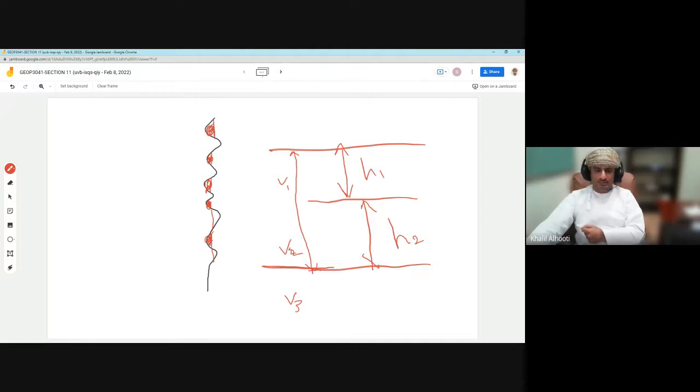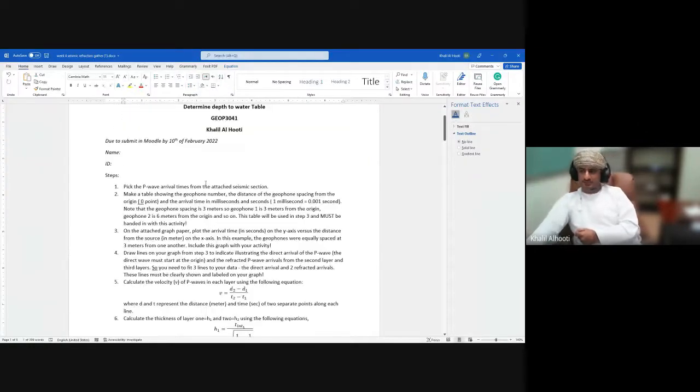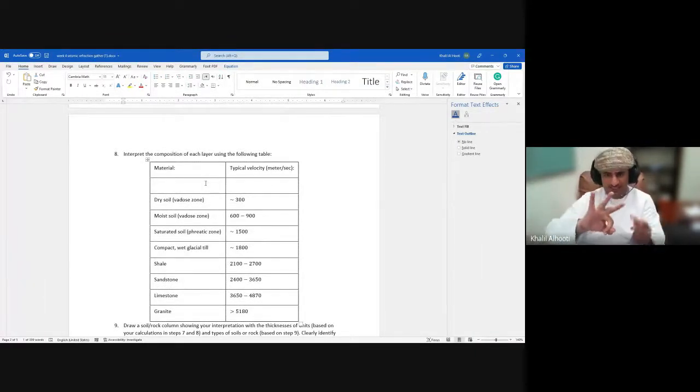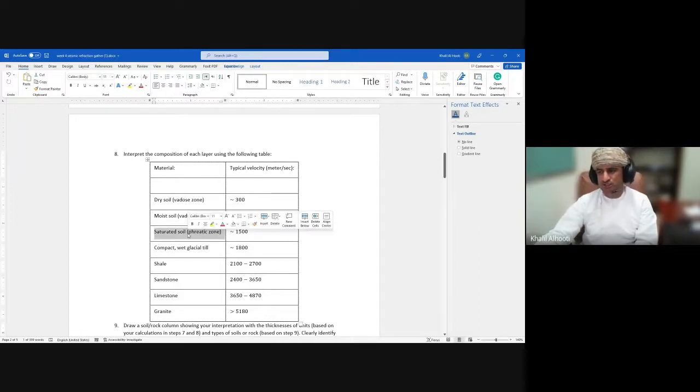So actually what's interesting here, you need to guess what the geology is. You get 3 layers, each layer has a specific velocity, and one of those is saturated soil. The velocity of one of those layers is close to the saturated soil velocity.